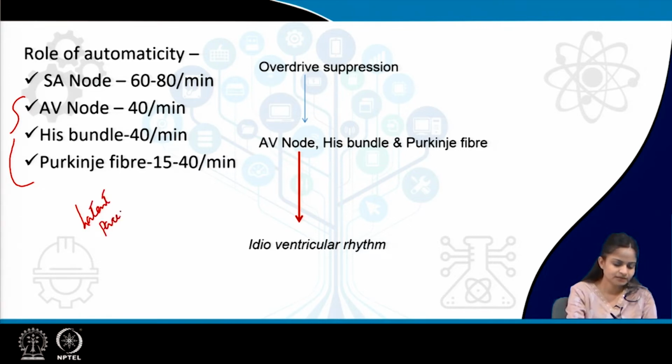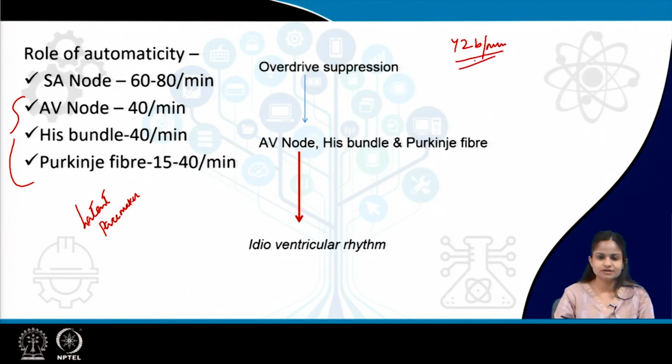Now, why is this known as a latent pacemaker, and why is the SA node the main pacemaker? Because of the presence of many P cells, the conduction in the SA node generates 60 to 80 beats per minute. That is the rhythm of the heart. Generally, our average heart rate is 72 beats per minute, this we know. So, this is the average heart rate.